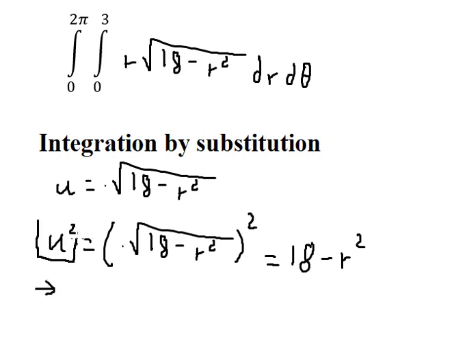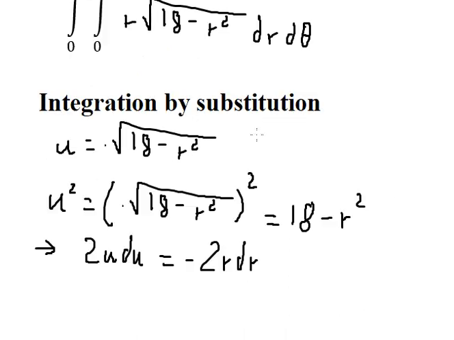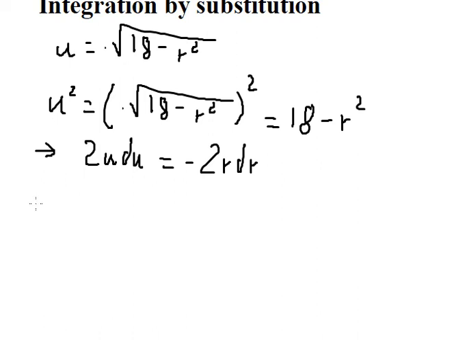The first derivative of u squared, we have 2u. This one is a constant, so you get 0. This one we have 2r with the negative in here. Because we don't have negative number 2, we need to divide both sides by negative number 2.